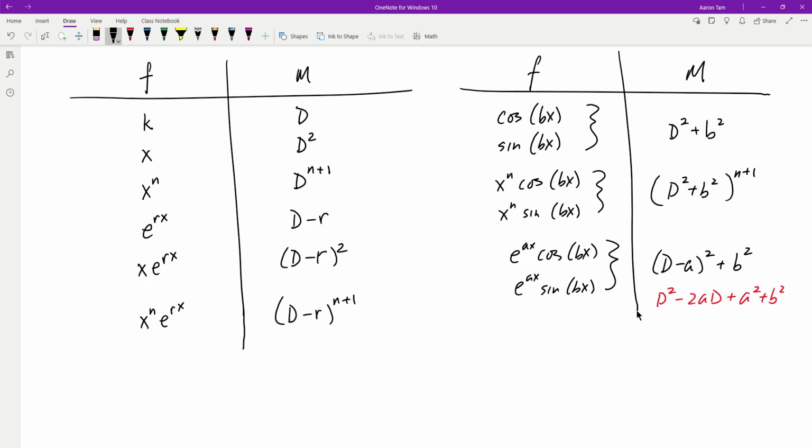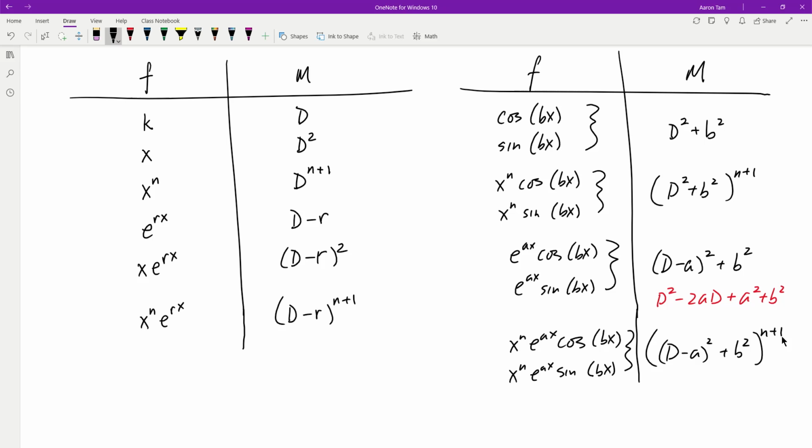And now the most complicated one will be this one. What if you have x to the n e to the ax cosine bx, or x to the n e to the ax sine bx? Remember, the x to the n basically just indicates you have a repeated root. So in this case, you basically have D minus a squared plus b squared, to the n plus 1. So this table basically gives you a way to identify your proper M.